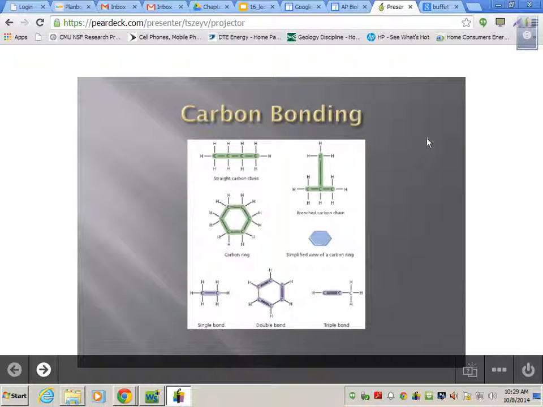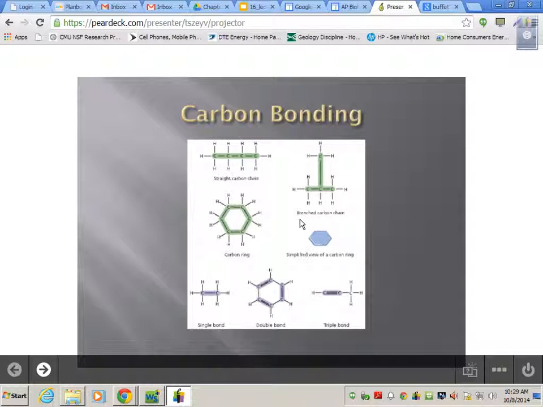When we look at carbon bonding, don't forget that carbon bonds four times, so it can create straight carbon chains. It can create branched carbon chains. It can create rings, carbon rings. Sometimes I don't even have to tell you that carbon's there. If I draw this, it is automatically assumed. If I gave you a polygon structure, you would have to know that each corner of the polygon is a carbon and that hydrogen is going to come off of there.